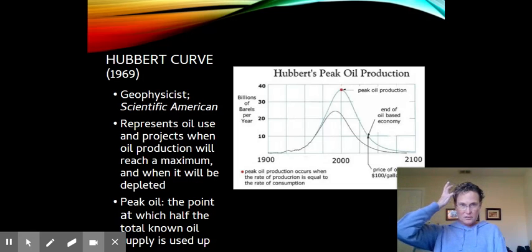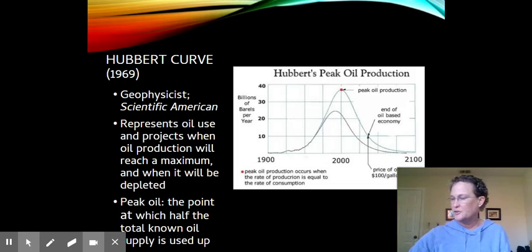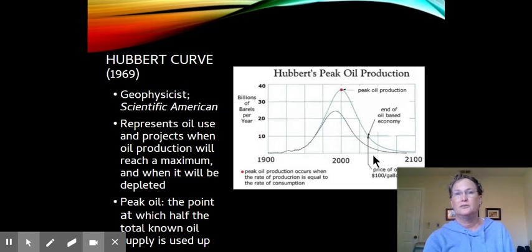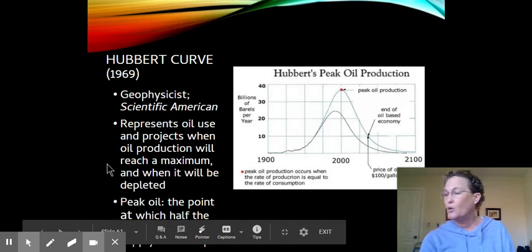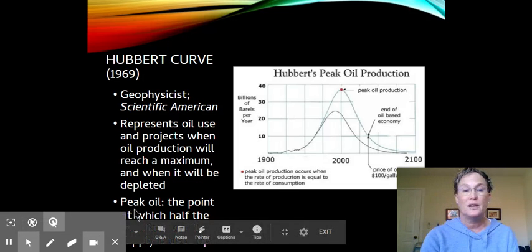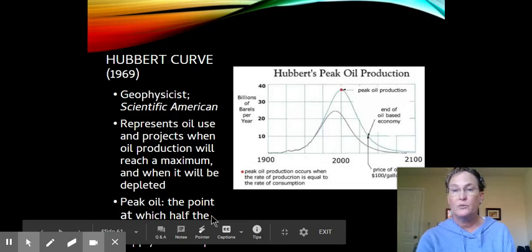So now we're going to just go into this idea of the Hubbert scale. So I'll talk to you guys more about the answers on page 21 during class time. But this Hubbert scale, this is really interesting. So the geophysicist, Dr. Hubbert, made this idea that we would be hitting peak oil production in 2000, which is like right around now. But he made this prediction back in the 90s, and we were like, oh no, we're not going to get any of this oil. So the peak oil is at what point half the total known supply of oil is used up.